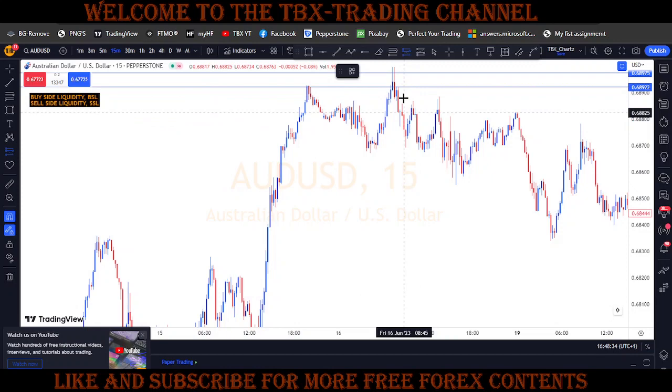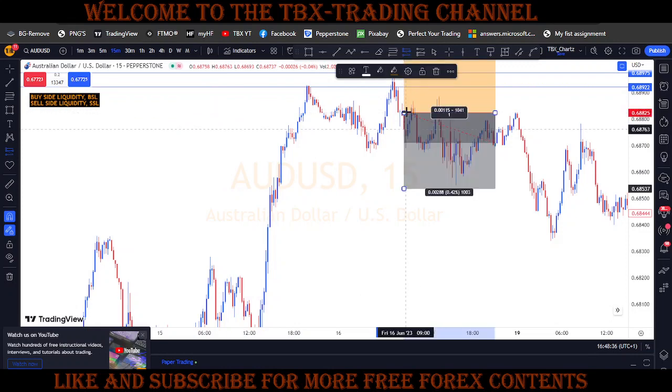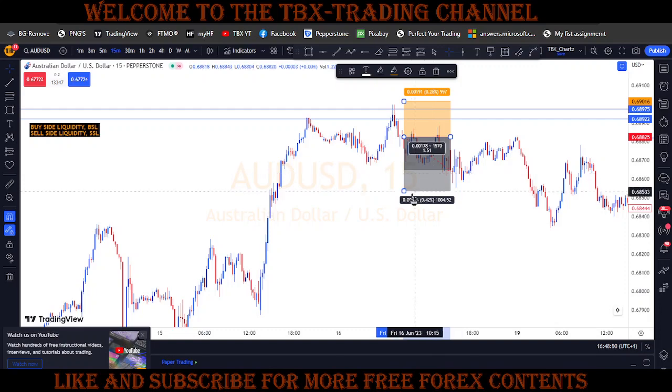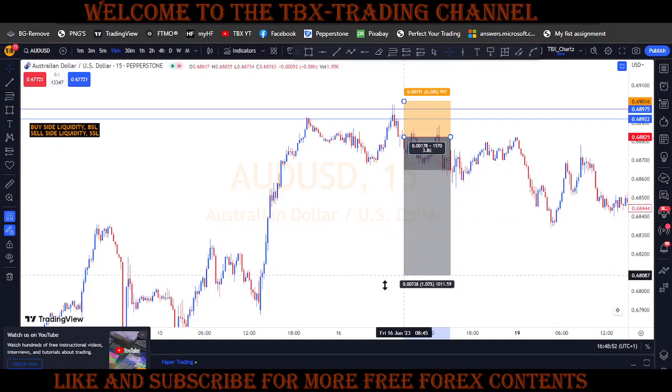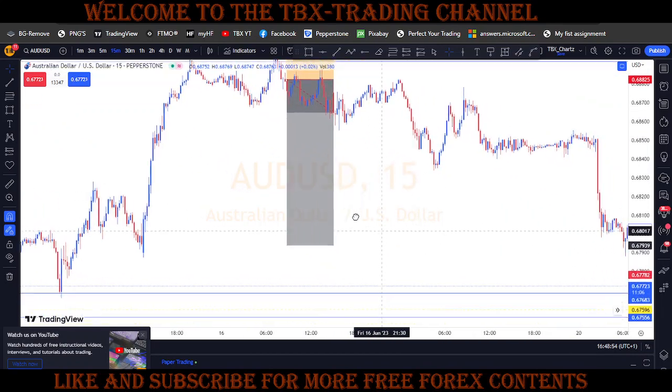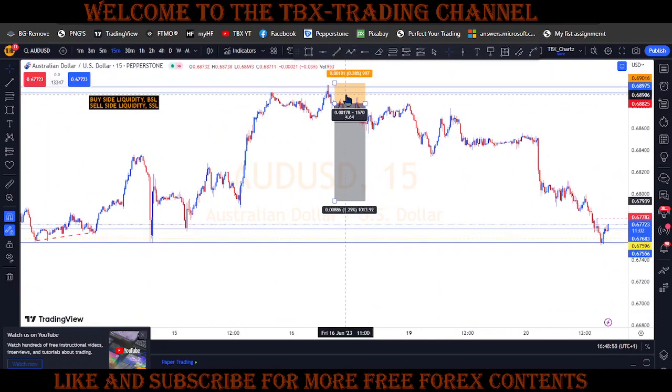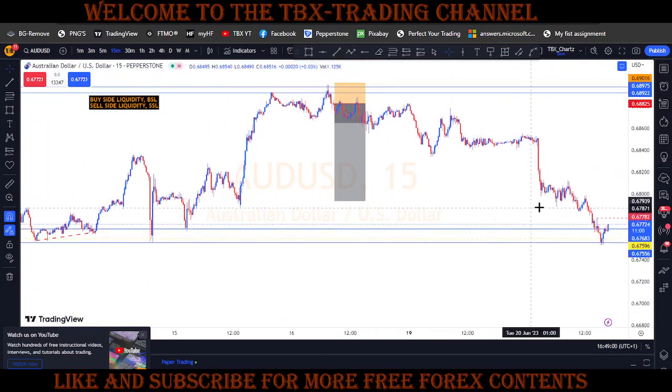I'll be looking for entries around somewhere here. We're going to talk about entries very, very soon. My stop loss above this liquidity, this candle that price used to clear this liquidity. Now that I know my stop loss is safe, I can start selling to a very long distance. And as you can see, if I had entered somewhere around here, price would have taken out my take profit and I'd have ended up making money.